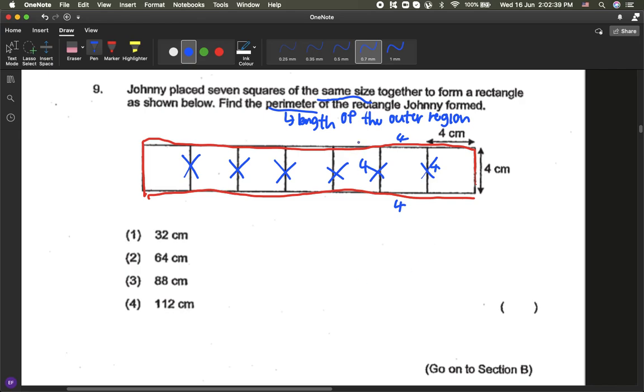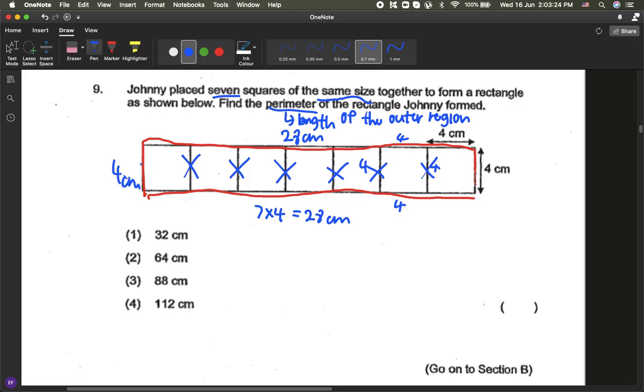Okay, now let's find one side of these longer lengths. Since they say that there's 7 squares, there are 7 sides over here. So to get the length of this side, we get 7 times 4, which gives us 28. And since this is a rectangle, the opposite side would also have the same length. So this side would also be 28 cm in total. And by applying the same concept, we see this is 4, so the opposite side would also be 4 cm.